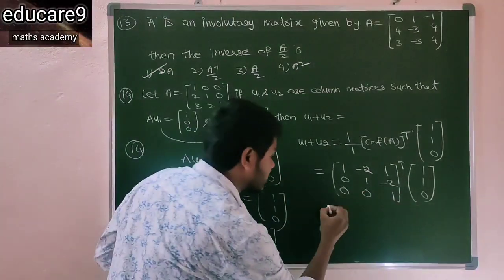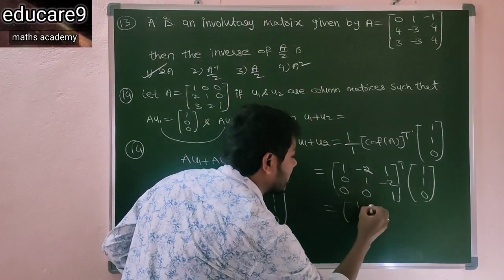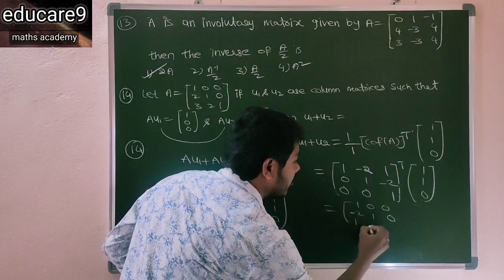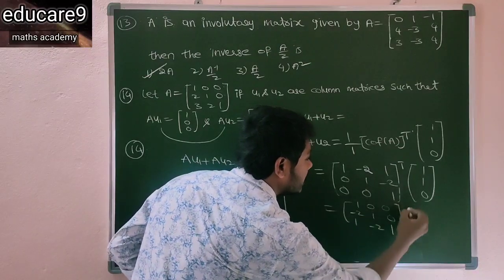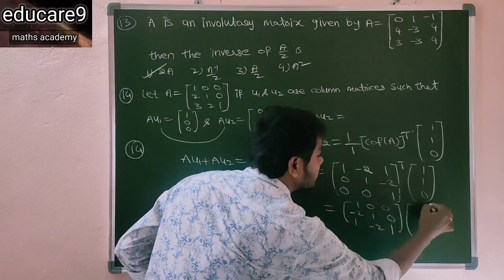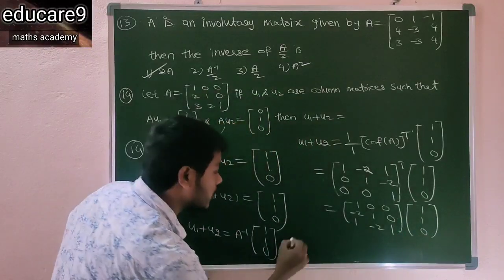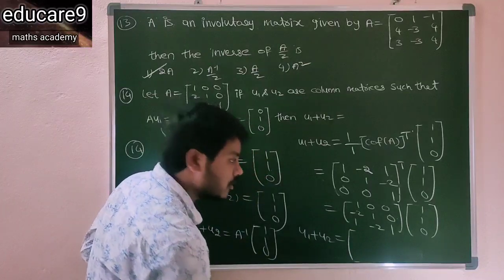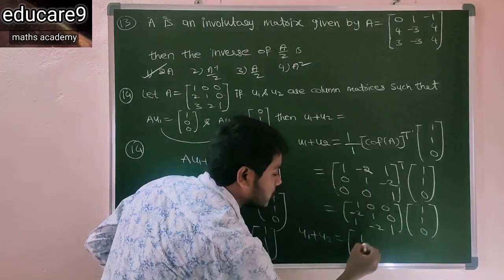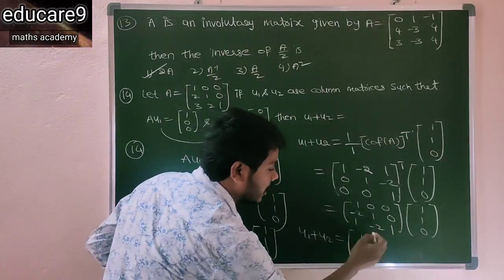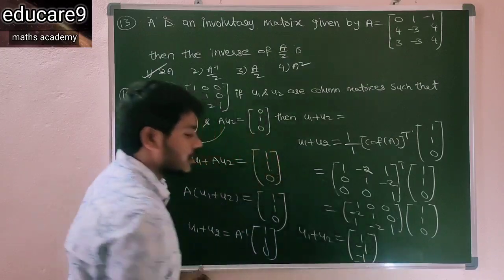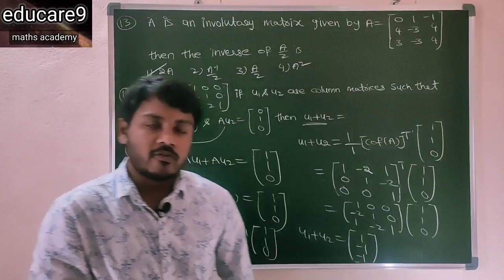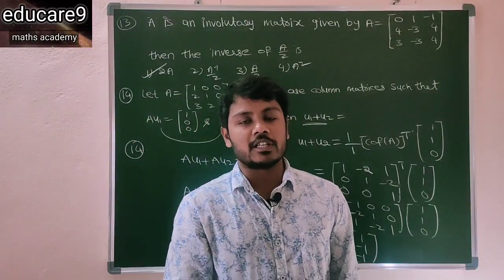Now the transpose of this, what is that? [1, 0, 0; -2, 1, 0; 1, -2, 1] into [1, 1, 0]. So multiplying these two, we get U1 plus U2. So what is that? 1, minus 2 plus 1 that is minus 1, 1 minus 2 minus 1. So this is the matrix U1 plus U2. So for the next session we will discuss more concepts and problems.